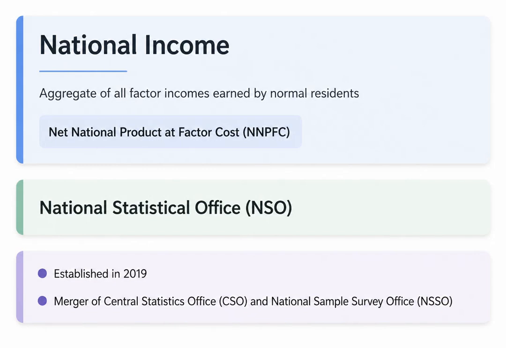National income is the aggregate of all factor incomes earned by the normal residents of a country in an accounting year, technically known as net national product at factor cost. Since 2019, these estimates are computed by the National Statistical Office, which was formed by merging the CSO and the NSSO.